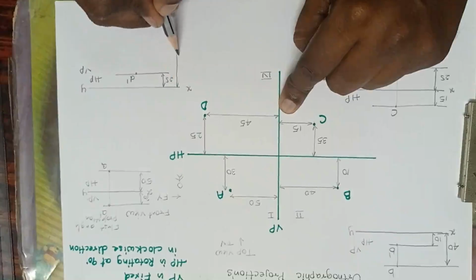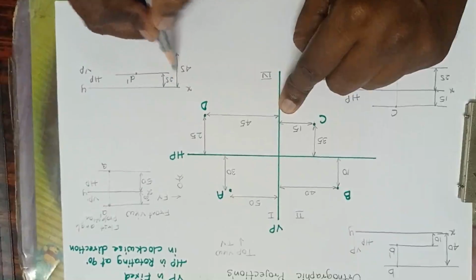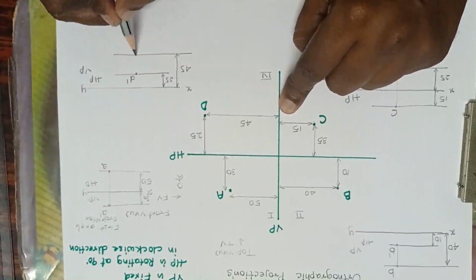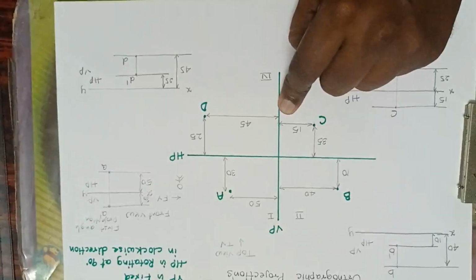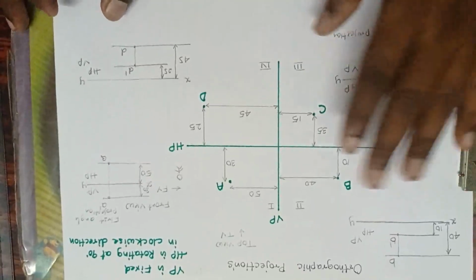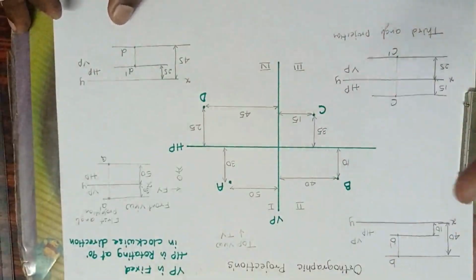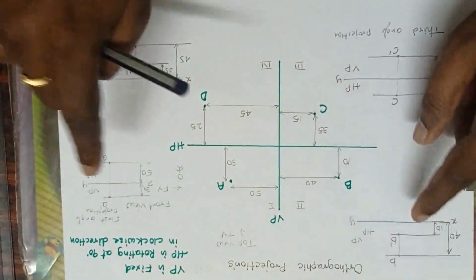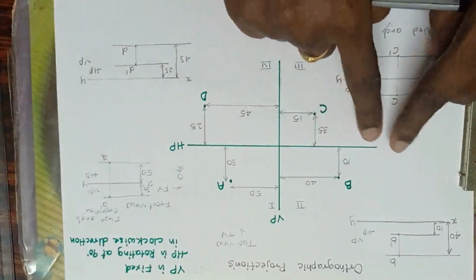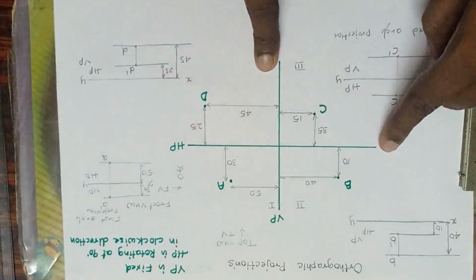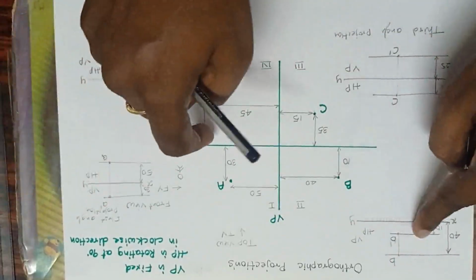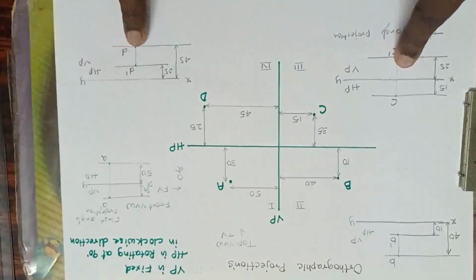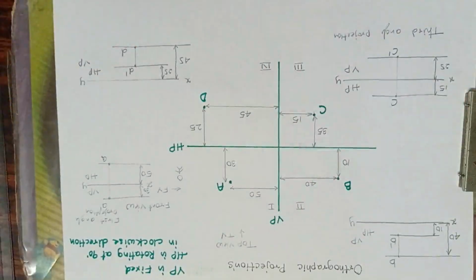So this is what? This is 45. Draw the line. So this is D. So line is like this. Okay, so this is said to be orthographic projections. Orthographic projections means projection of the principal planes. What is this principal planes? HP and VP. How we are showing the principal planes in first quadrant, second quadrant, third quadrant and fourth quadrant, it's said to be orthographic projections.